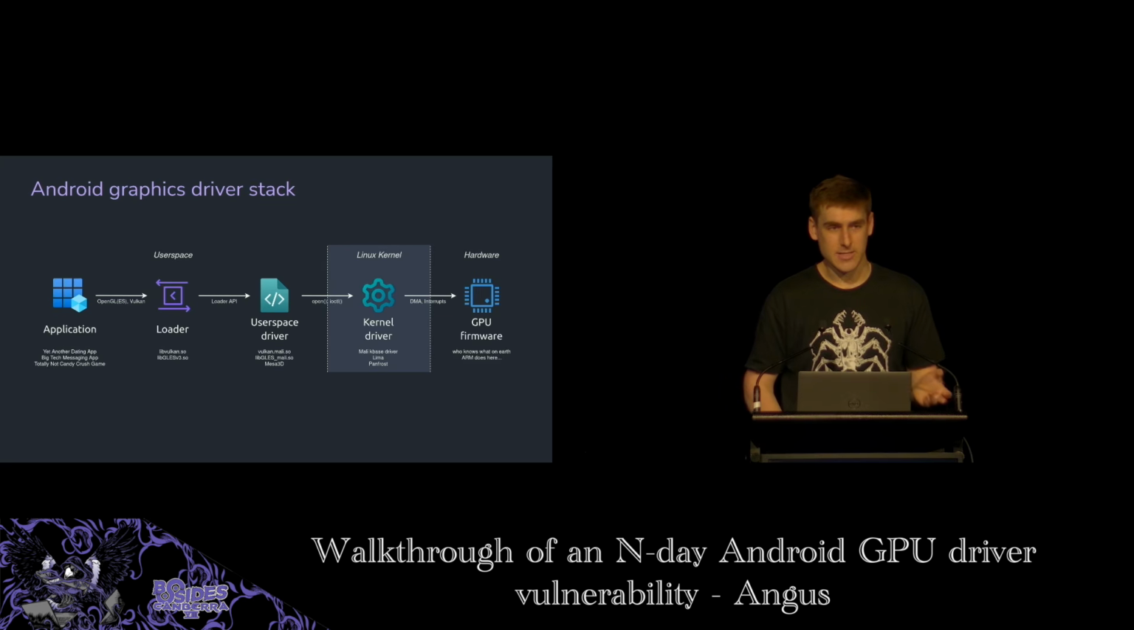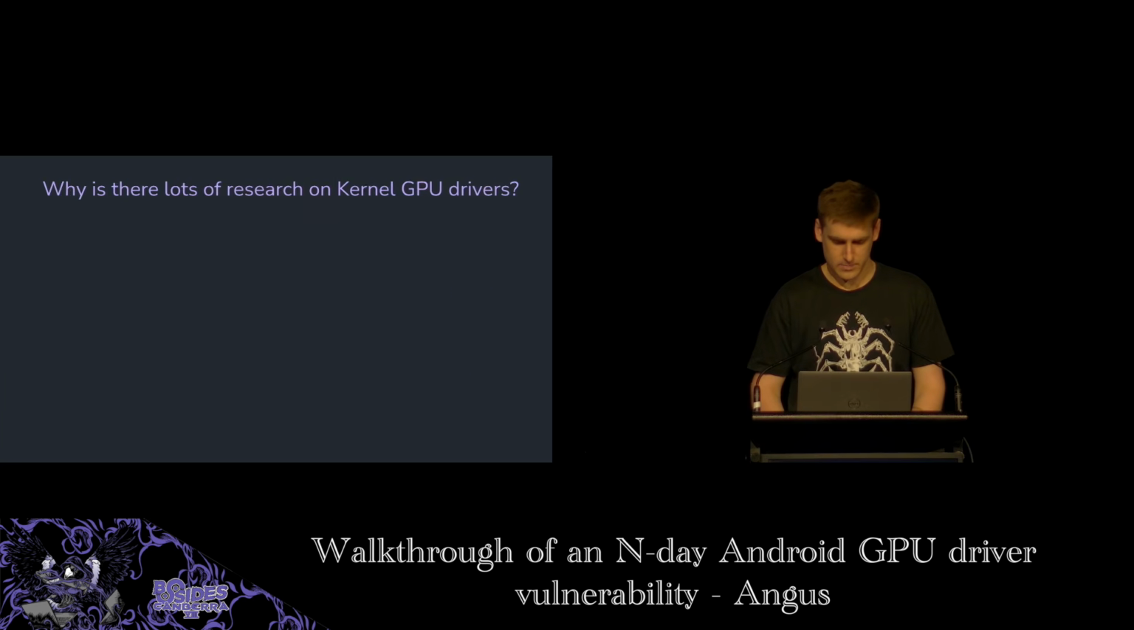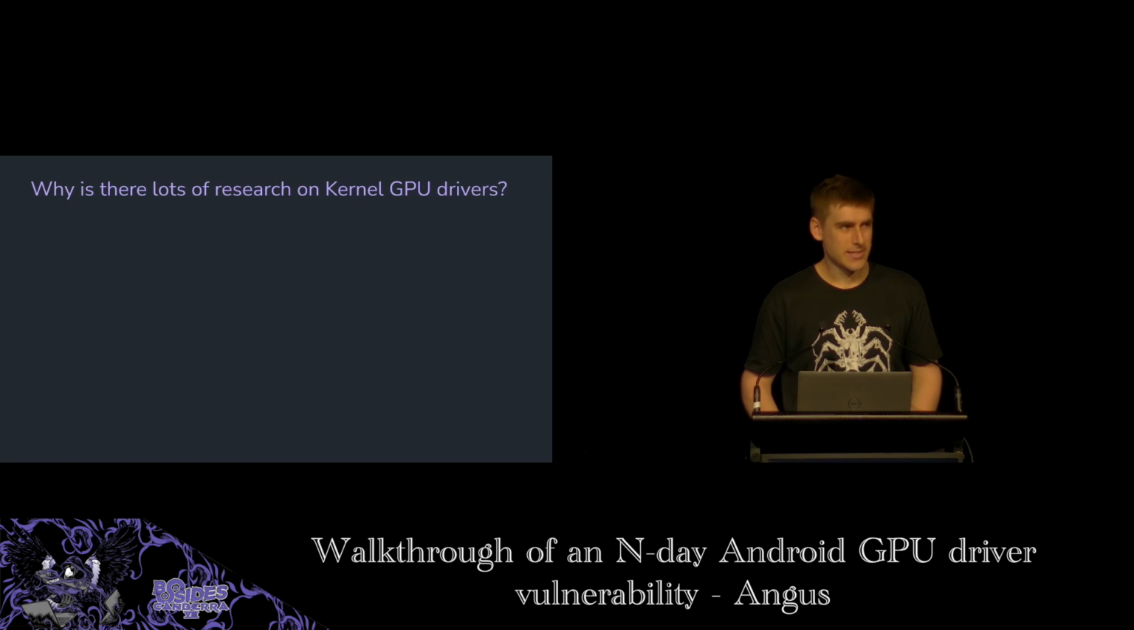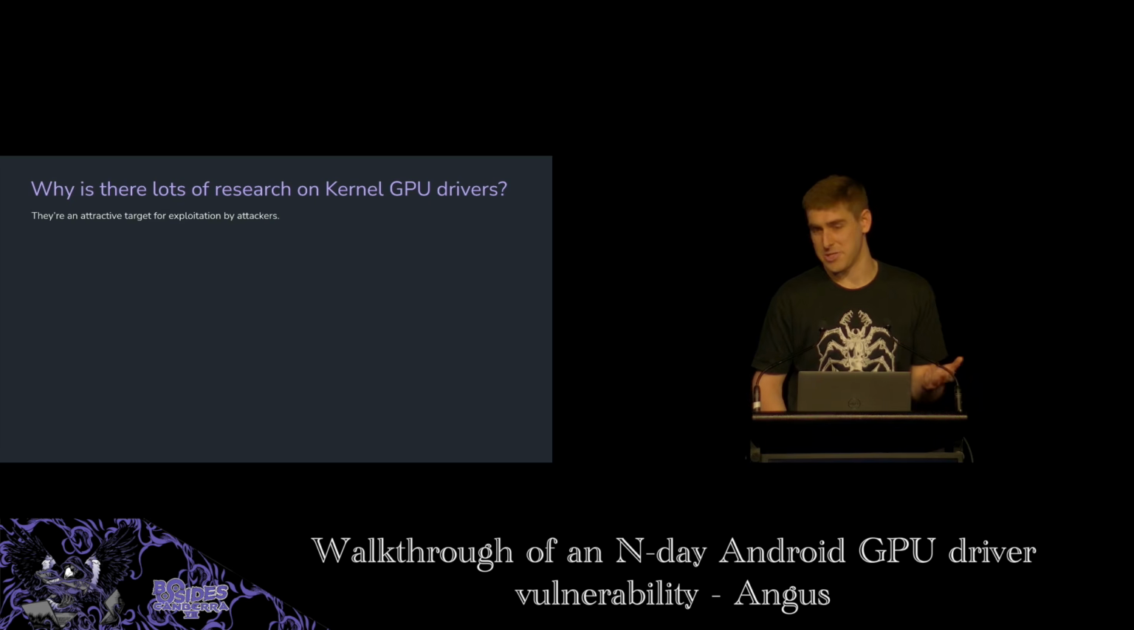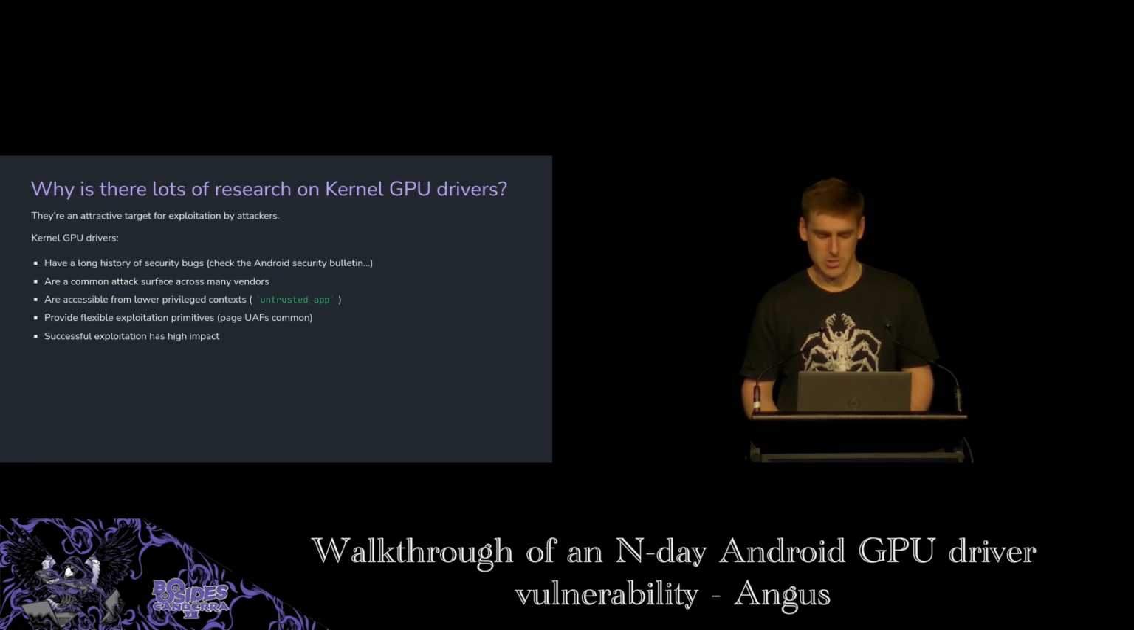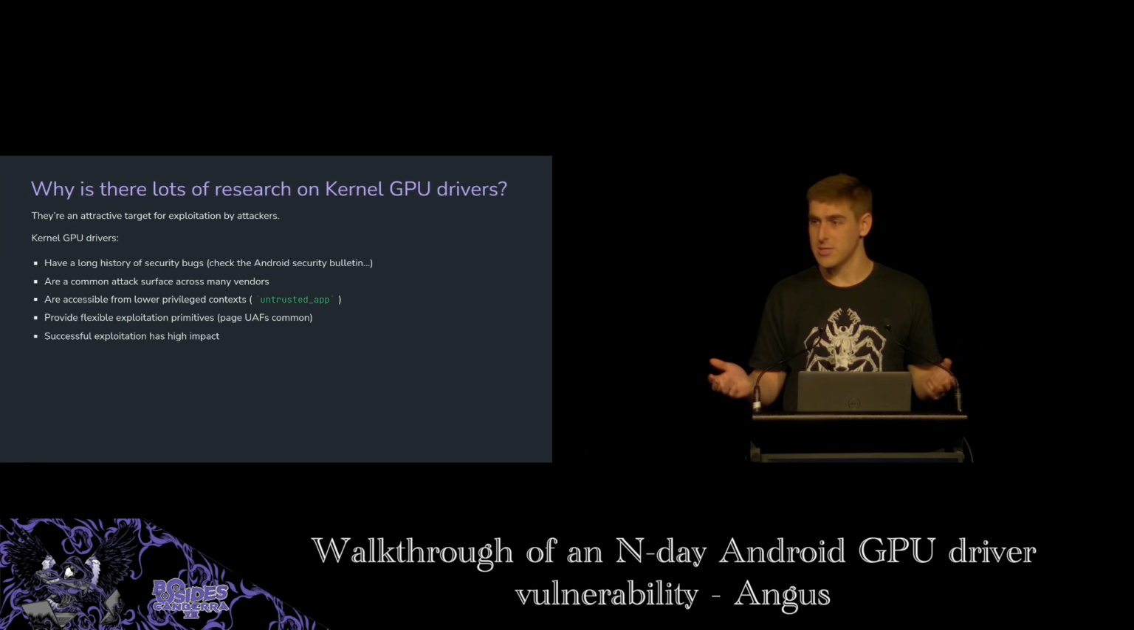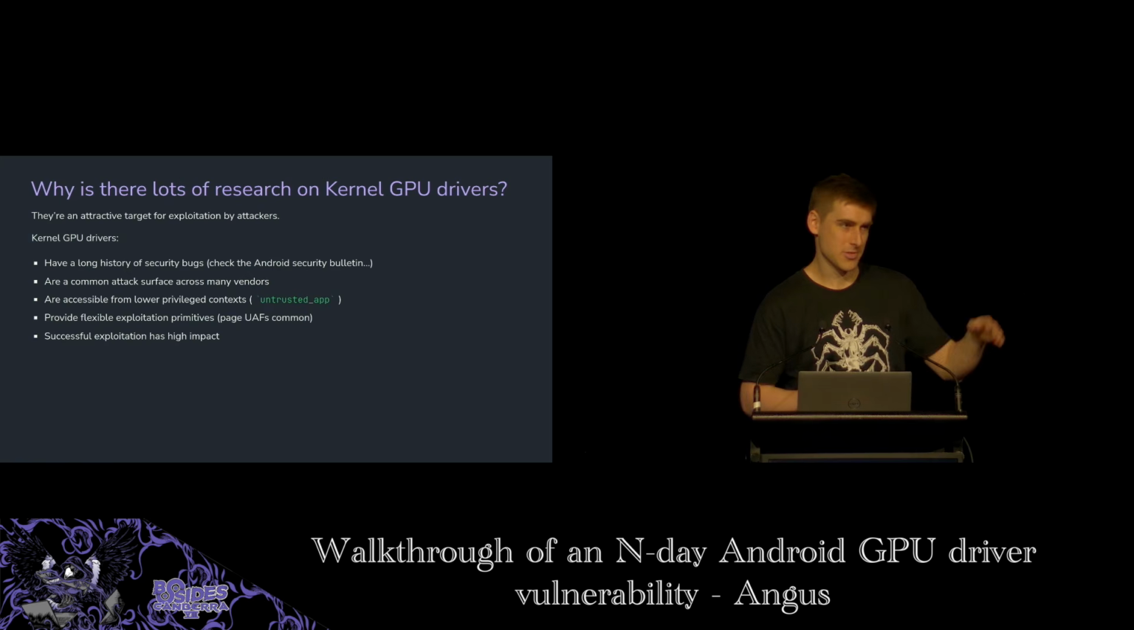As I said, we're focusing on the Linux kernel in this talk. So why is the Linux kernel driver for the Mali GPU subject to a lot of research? The short answer is that it's a very attractive target for exploitation by attackers. That much is obvious, which is why I'm talking about it today. But why is that? The thing about kernel GPU drivers is, first of all, they have a long history of security vulnerabilities. If you go through the Android security bulletins, you'll see every single month there's bug after bug in Qualcomm, Imagination Technology GPUs, bugs everywhere.